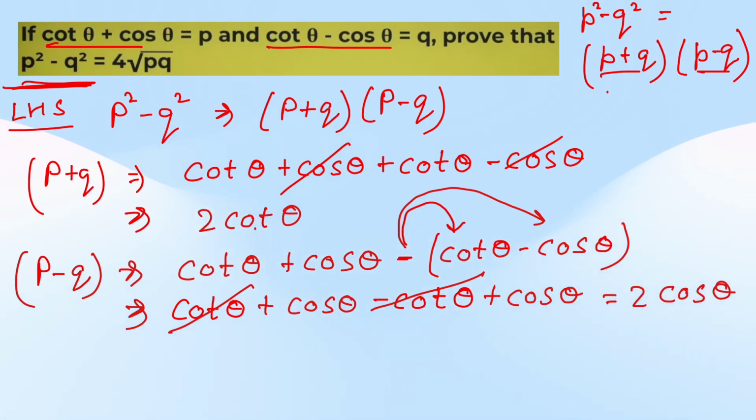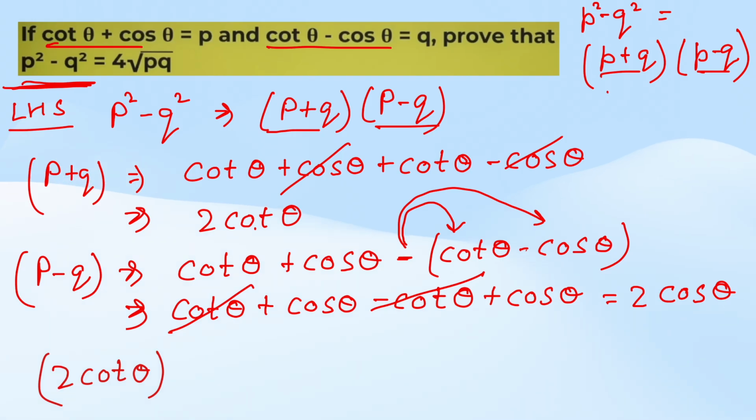I have p plus q, I have p minus q. So LHS will become (p plus q) into (p minus q). How much? 2 cot theta into 2 cos theta.